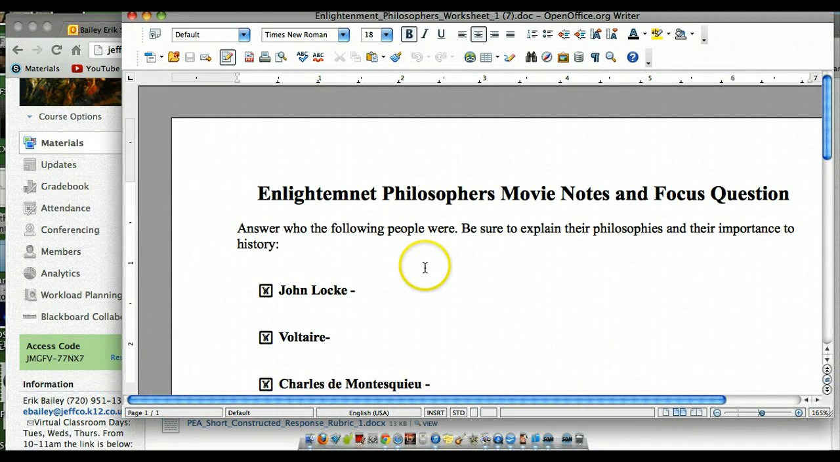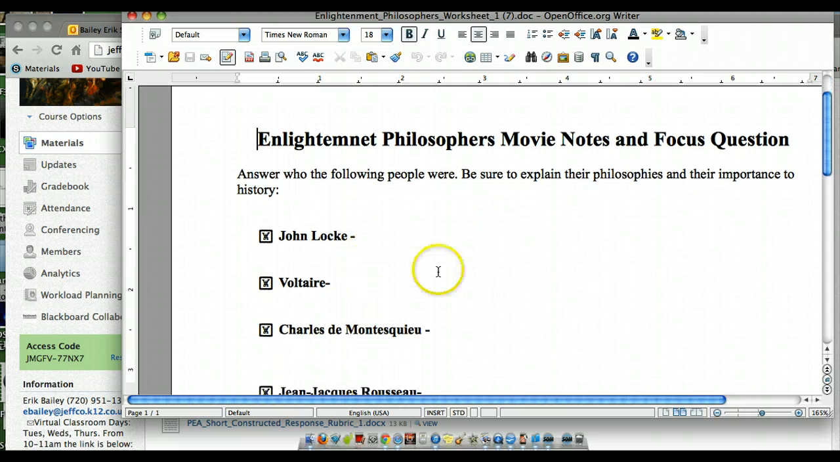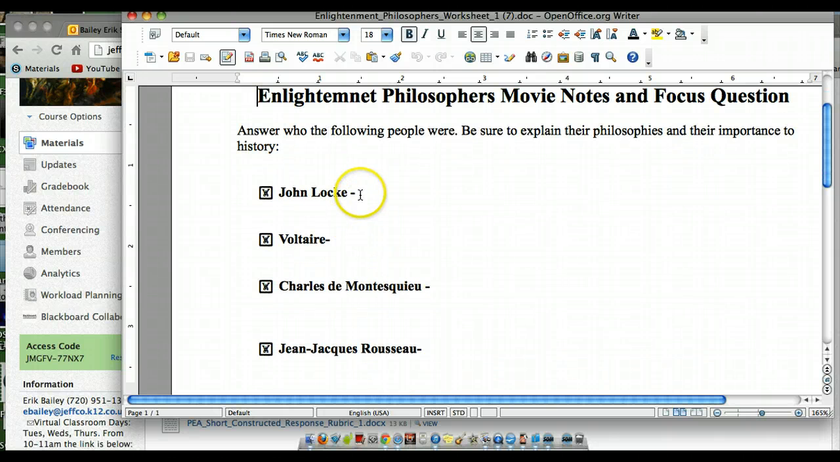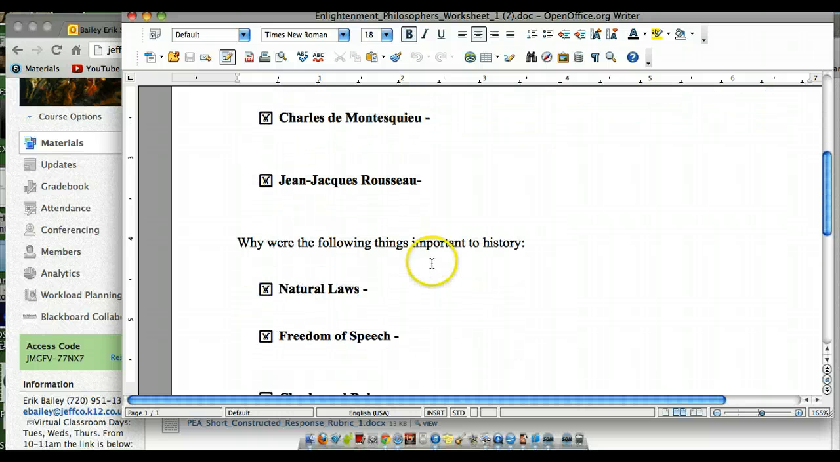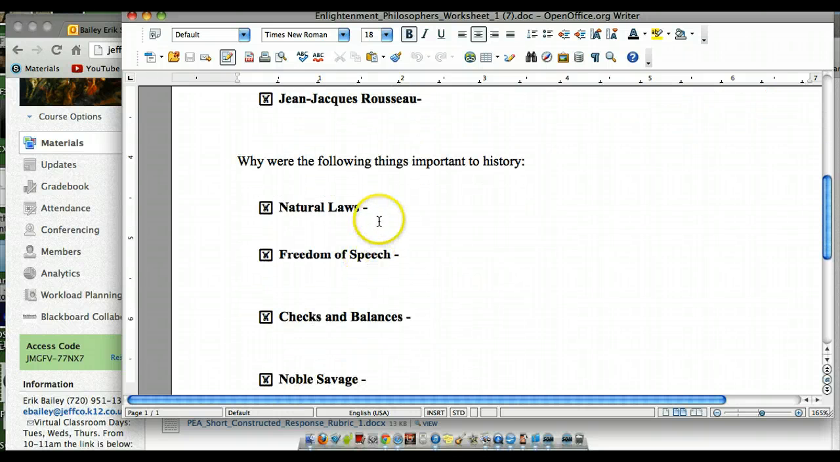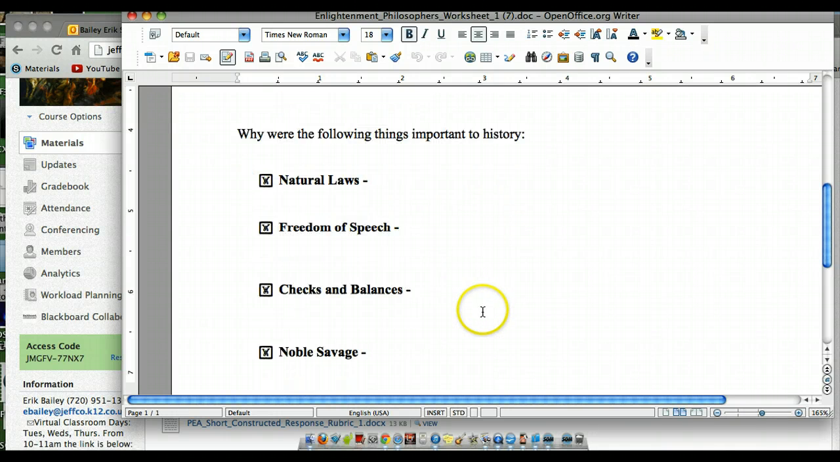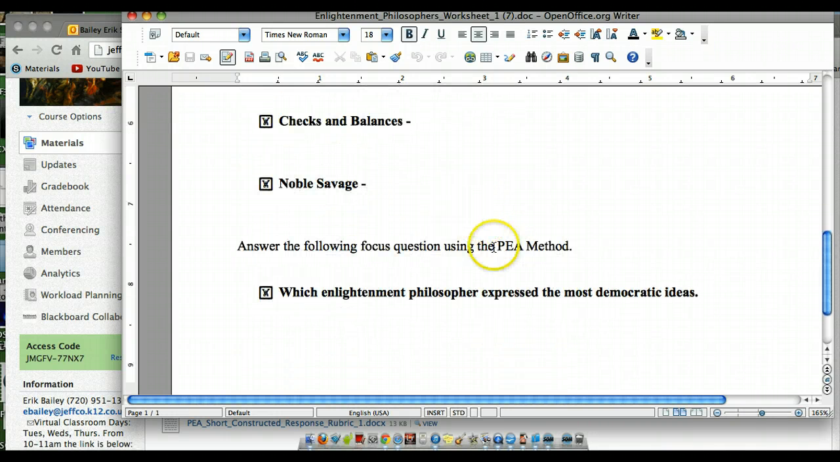When you are filling out this worksheet, there's a couple things. Be sure to fill out the portion on the Enlightenment philosophers that we're studying. Be sure to explain their philosophies and their importance to history when you're talking about John Locke, Voltaire, Montesquieu, and Rousseau. And then also on the terms, be sure to write as many notes as possible on these, because all of these things in the notes will help you answer the biggest portion of this assignment, which is the focus question.